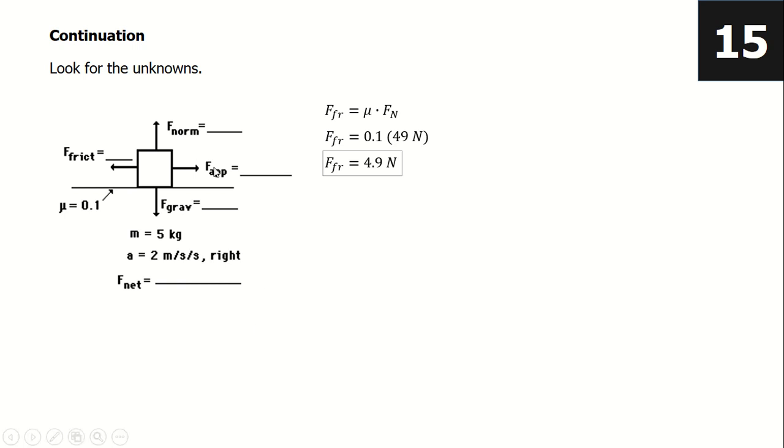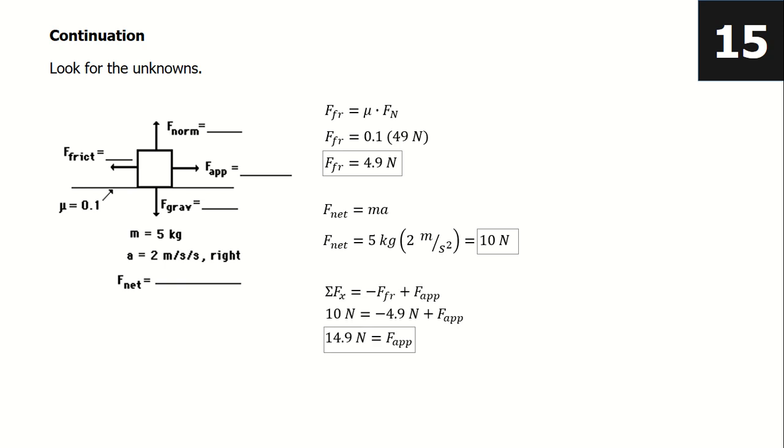There's no way for us to solve for the applied force without first solving for the net force. So solving for the net force, mass times acceleration, 5 times 2 is 10 newtons. Why is that? Because we can already sum the forces now along the x. So the frictional force is negative, and you will add the applied force positive. My net force, which I just computed to be 10 newtons, is equal to my frictional force, which is negative 4.9 Newton. Now, I can solve for the applied force.